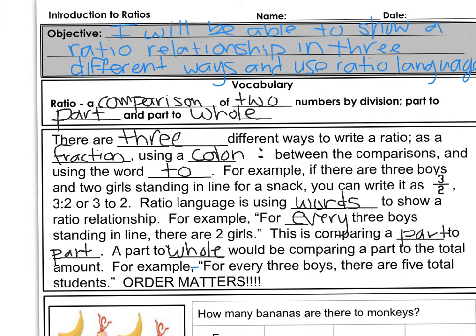Order matters. That's really important. You cannot switch the numerator and denominator on the ratio. For example, if you were supposed to write the ratio of boys to girls and you wrote 2 to 3, that would be incorrect, because you're basically then saying the 2 is representing the boys and the 3 is representing the girls, and that's not true. There's 3 boys and there's 2 girls. You have to write the ratio in the order that it's stated in the problem.